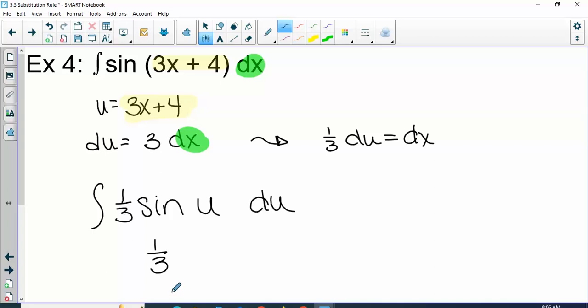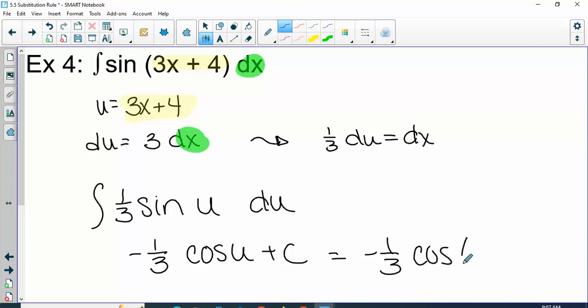Coefficients stay. What is the antiderivative of sine? Negative cosine, because the derivative of cosine is a negative sine. So this is negative 1/3 cosine u plus c. So at the end, replace the u, which is 3x plus 4.